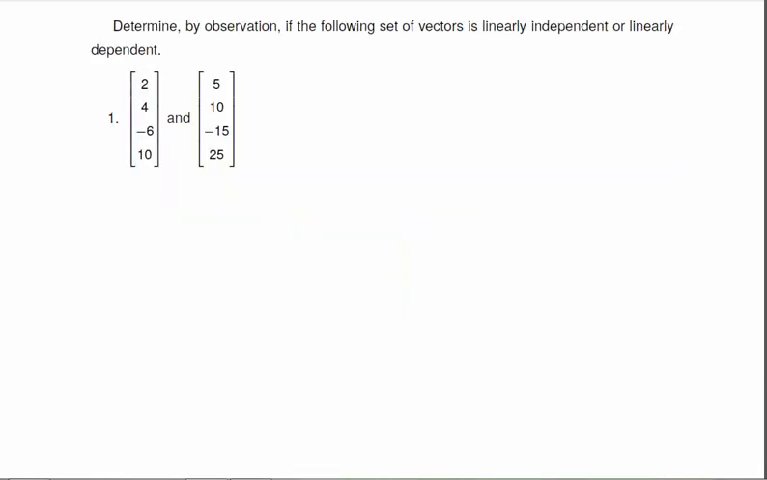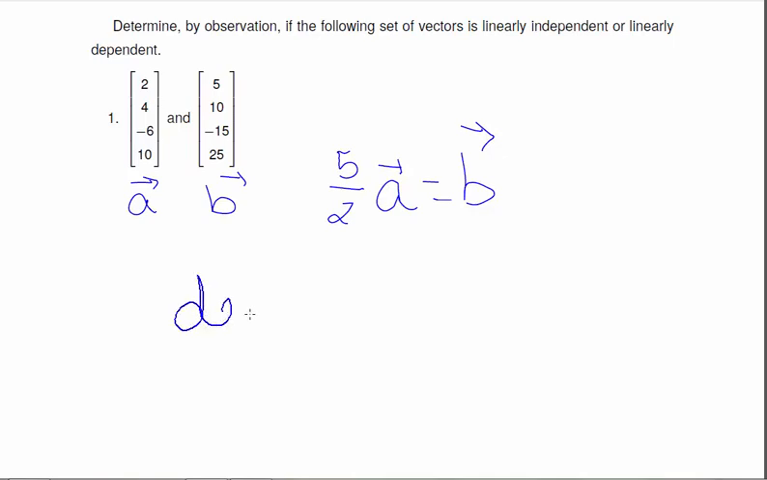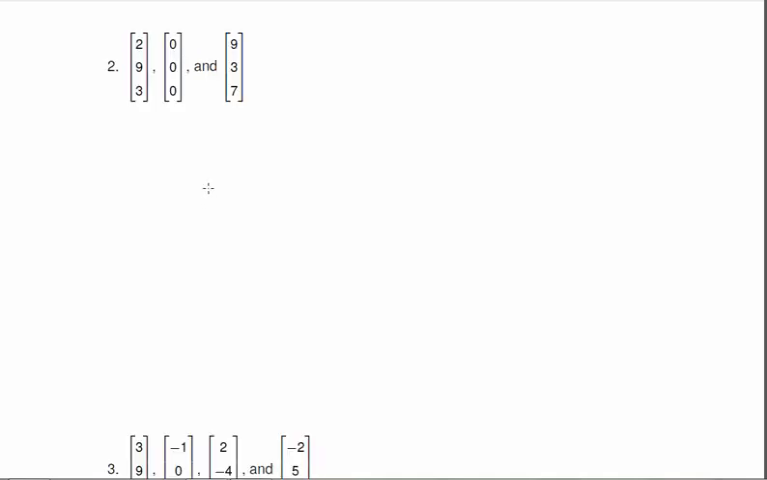Now let's determine if each one of these are independent or dependent. So here's a set of two vectors. And if we notice, if I call the first one A and the second one B, I can actually do 5 over 2 A is equal to B. So these are linear combinations of one another. So these are dependent. These three, we'll see that this right here is the 0 vector, and anything that contains the 0 vector will be dependent.